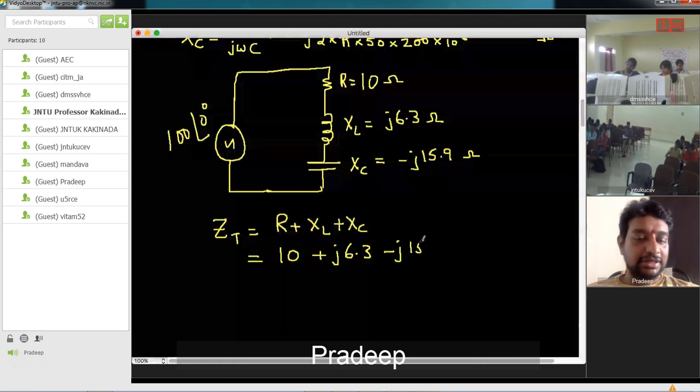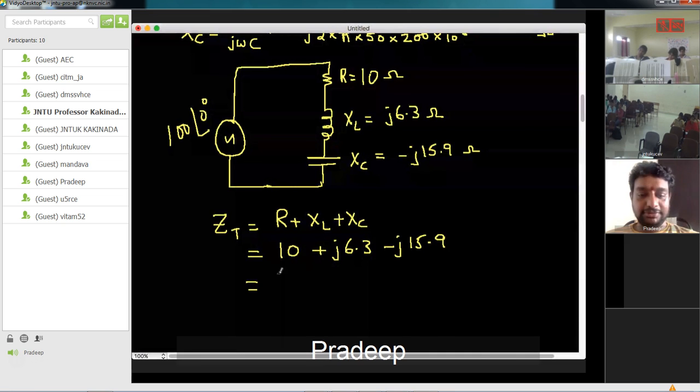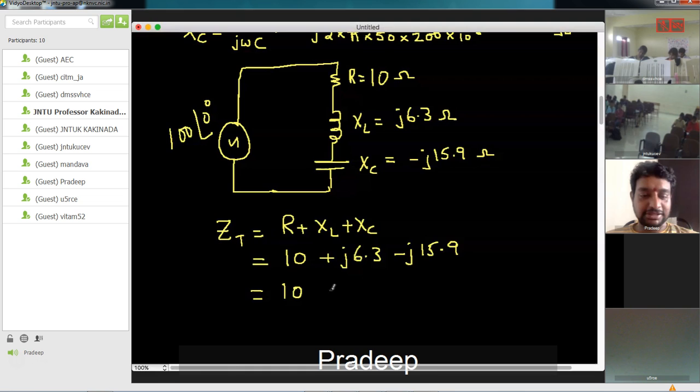So effectively, the real component remains 10 as it is, but because the negative imaginary part is larger, it will become minus j. Then 15.9 minus 6.3 is 9.6. So 10 minus j9.6 ohms is the total impedance that I am getting.